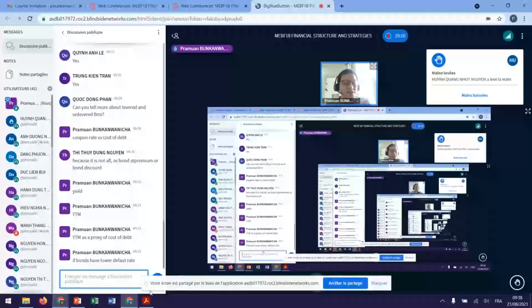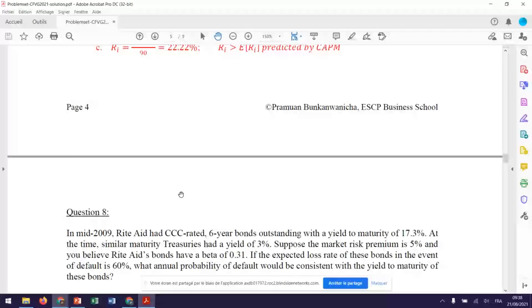Okay, in mid 2009, also during the recession, Rich 8 has a triple C rated 6-year bond outstanding with a yield to maturity of 17.3%. 17.3% should not be used as the estimated cost of debt because the company bonds are triple C rated and have a high probability of default.